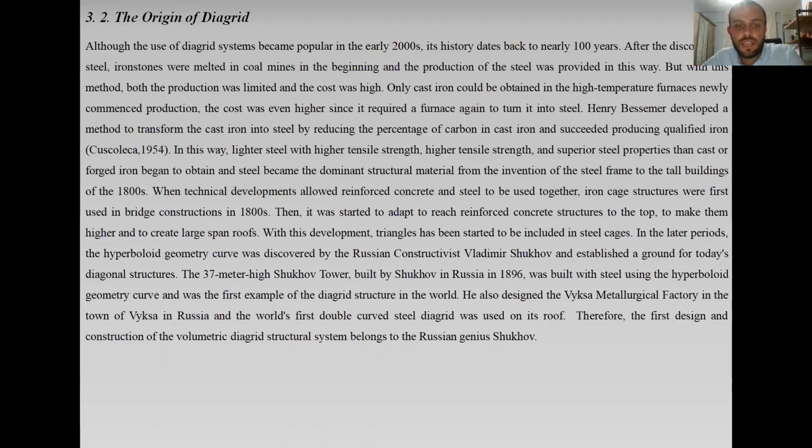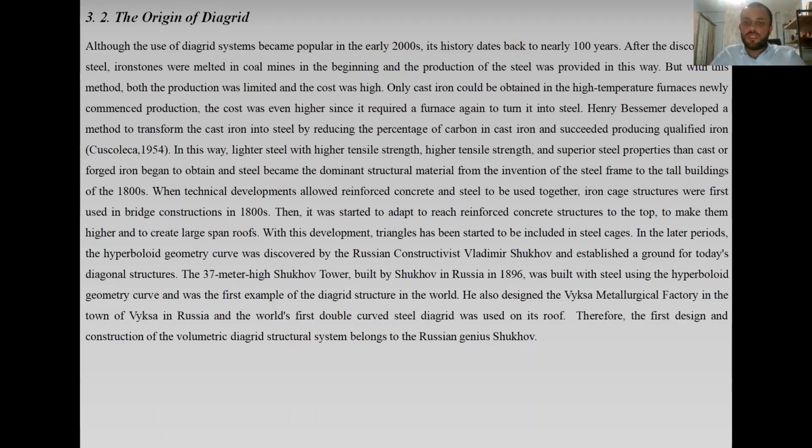The 37-meter high Shukov Tower, built by Shukov in Russia in 1896, was built using the hyperbolic geometric curve and was the first example of a diagrid structure in the world. He also designed the Vyksa Metallurgical Factory in the town of Vyksa in Russia, and the world's first double-curved scale diagrid was used on its roof.